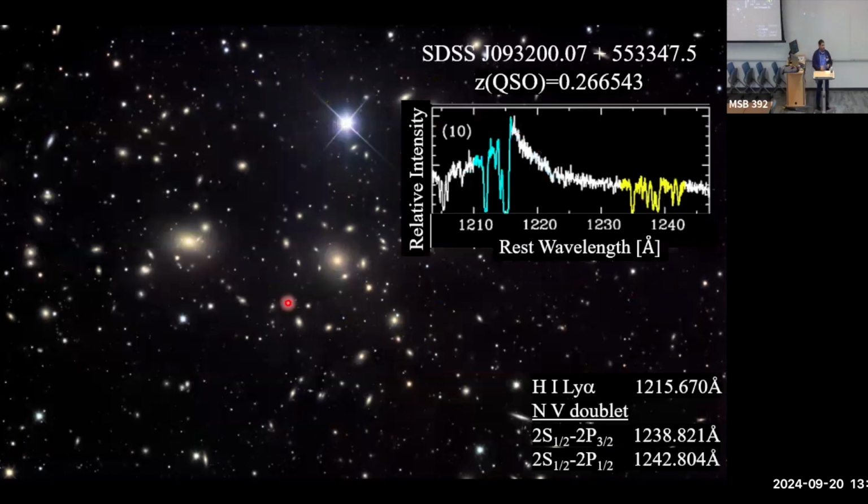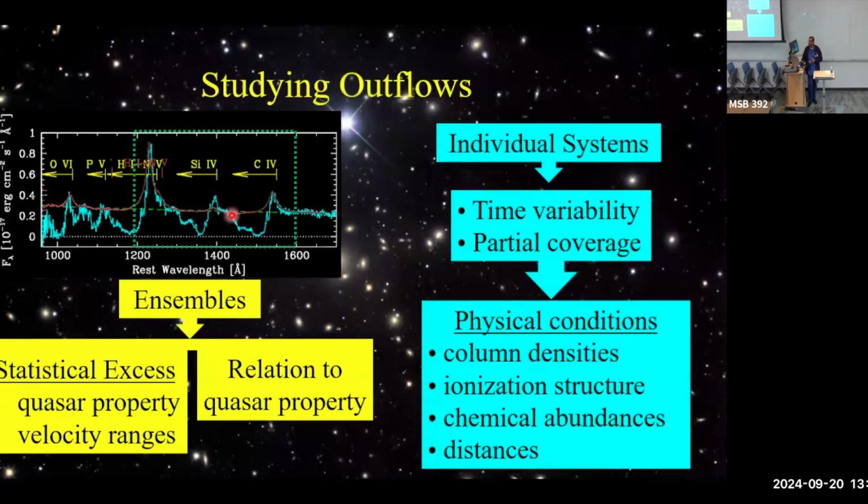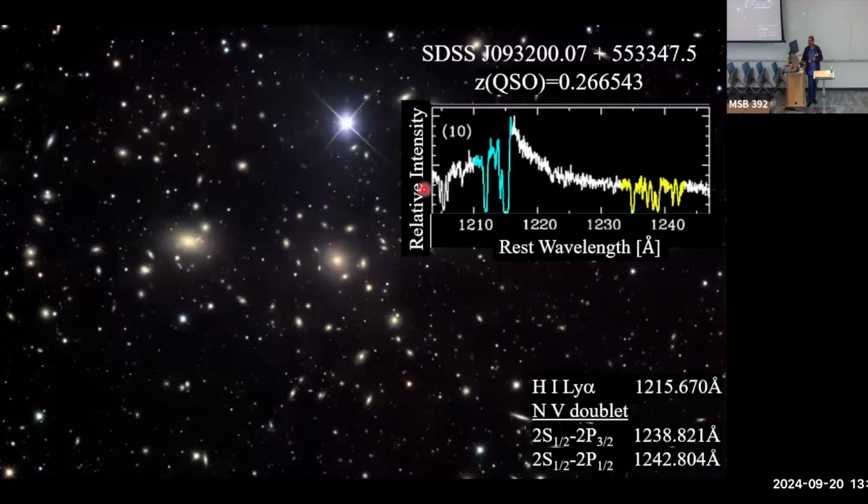For one particular example of an individual system, here's one where we have Hubble Space Telescope data. This is just the part of the spectrum around H I plus N V, so nitrogen 4 plus and Lyman alpha. Here's the H I Lyman alpha line, and here is the nitrogen 4 plus.